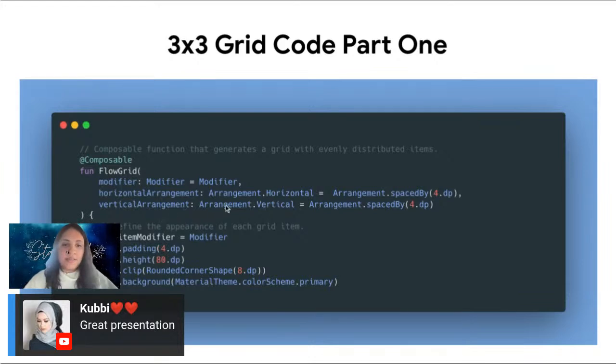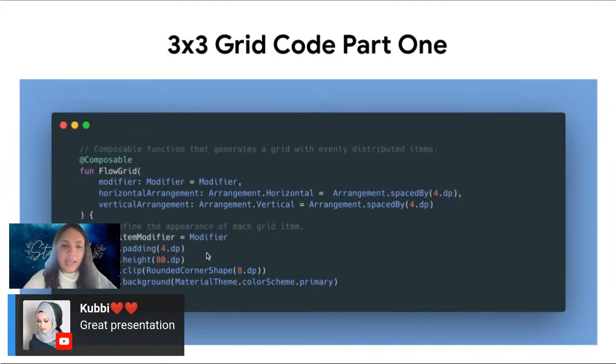I wanted the vertical and horizontal arrangement to be spaced by 4. So it has spacing of 4 between each item in each column and between each item in each row.